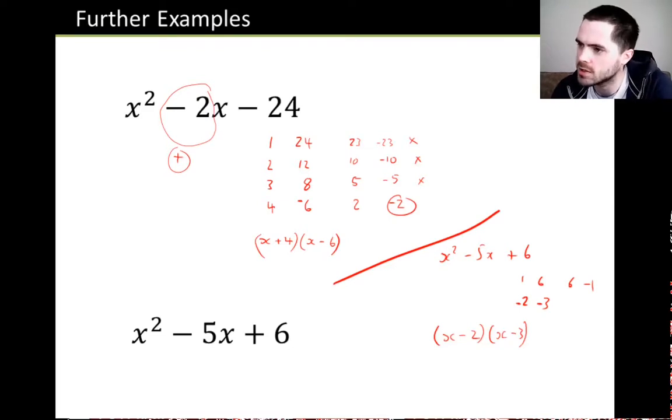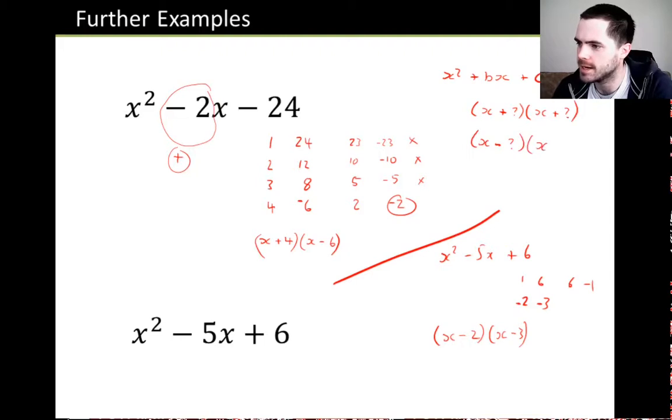So here's a quick hint that I'm just going to write for you. Let's say we've got x squared plus bx plus c. If you've got a positive number at the end, then you must be looking at x plus something times x plus something else, or you're looking at x minus something times x minus something. They are your only two options. It's either a positive and a positive, or a negative and a negative.